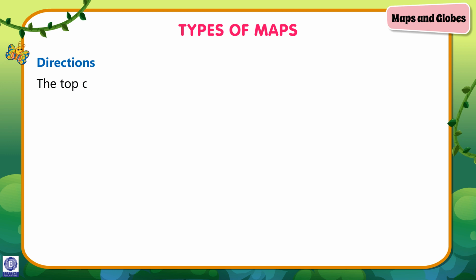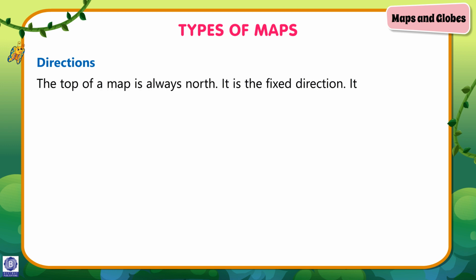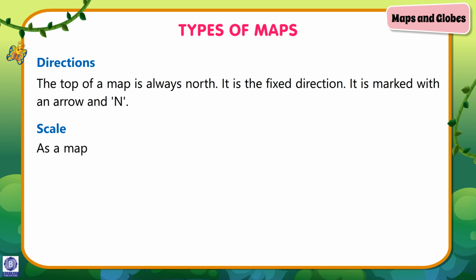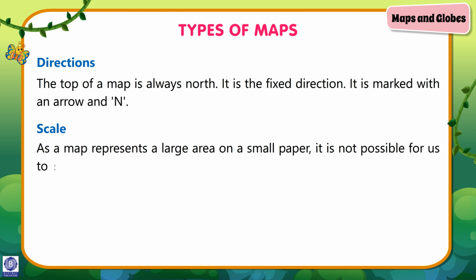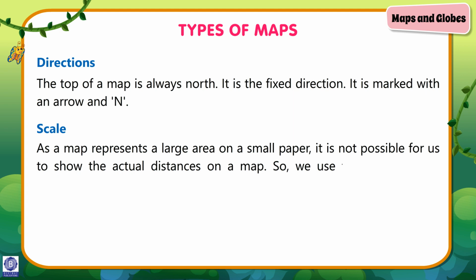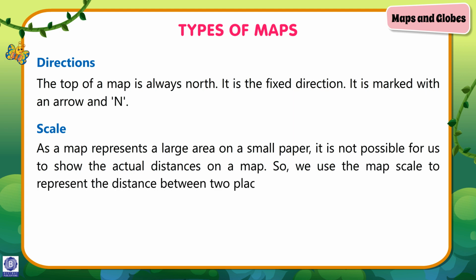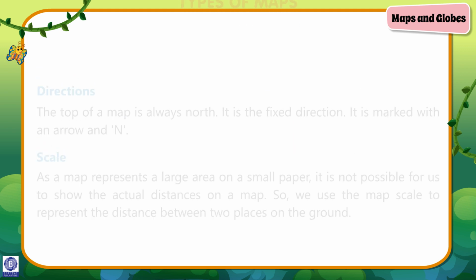Directions. The top of a map is always north. It is the fixed direction. It is marked with an arrow and N. Scale. As a map represents a large area on a small paper, it is not possible for us to show the actual distances on a map. So, we use the map scale to represent the distance between 2 places on the ground.